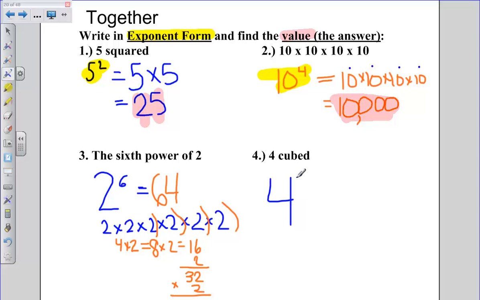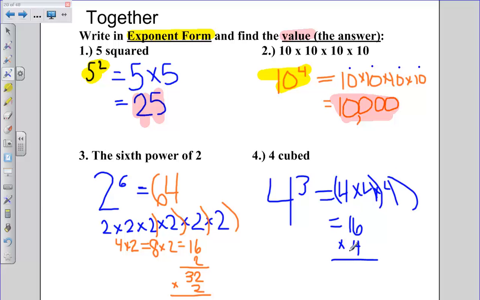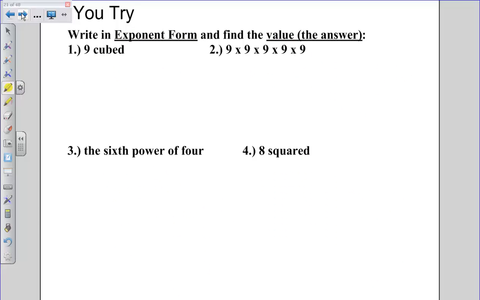Alright, last example problem. I've got 4 cubed. So my base is 4, and for the exponent, cubed is one of those special ones. Cubed means 3. So I'm going to end up with 4 times 4 times 4. That's 16, because that's 4 times 4. I'm going to multiply that by my third 4 over here. So 16 times 4 is also equal to 64. So the value of 4 cubed is 64, and in exponent form it's 4 to the 3rd power, written like this.